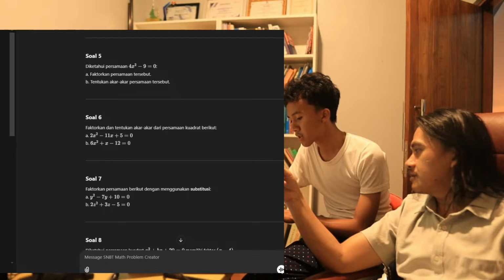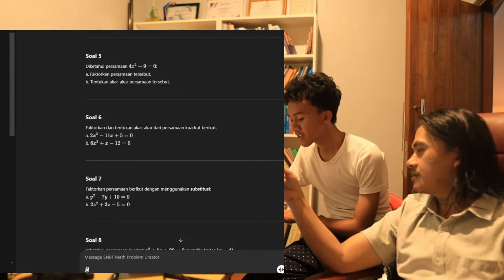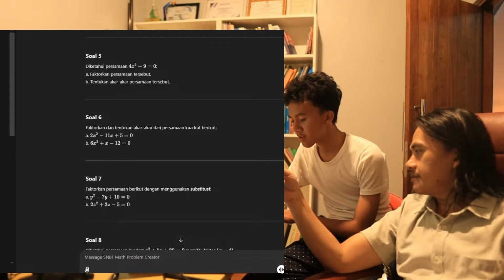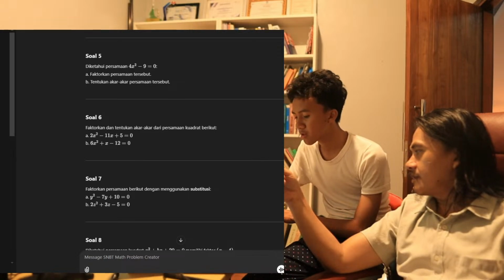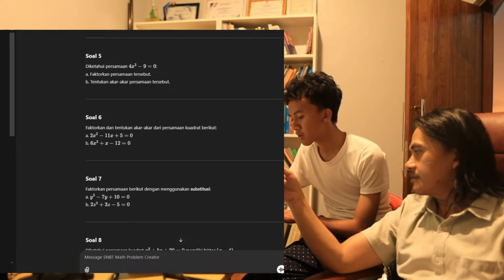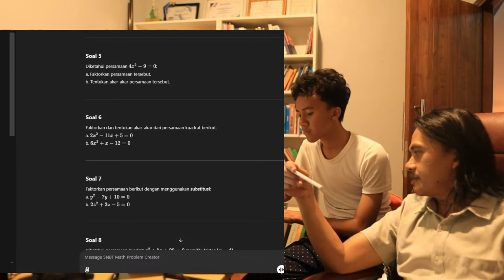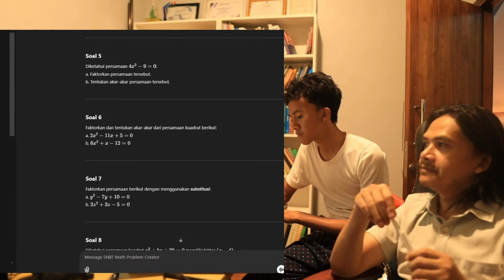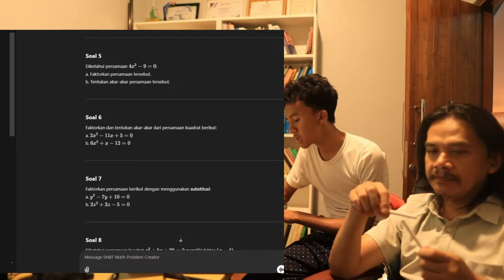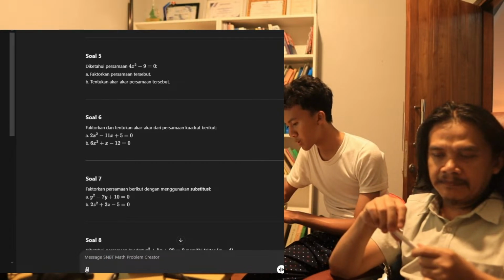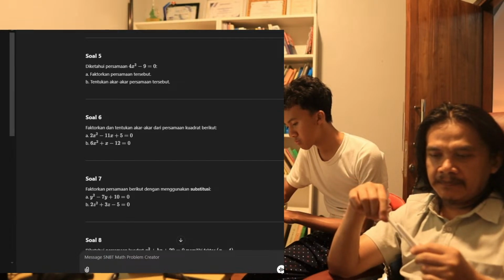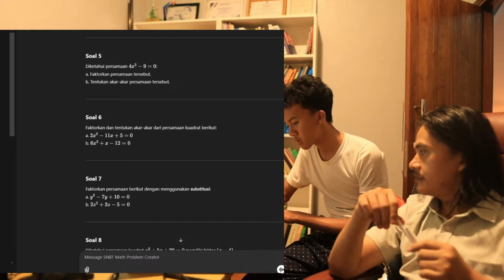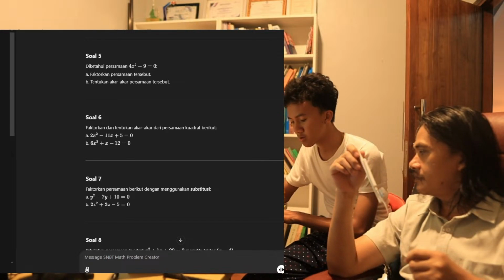Either negative 9 over 6. You can probably divide that again, simplify. Divide both by 2. And 4 over 3.